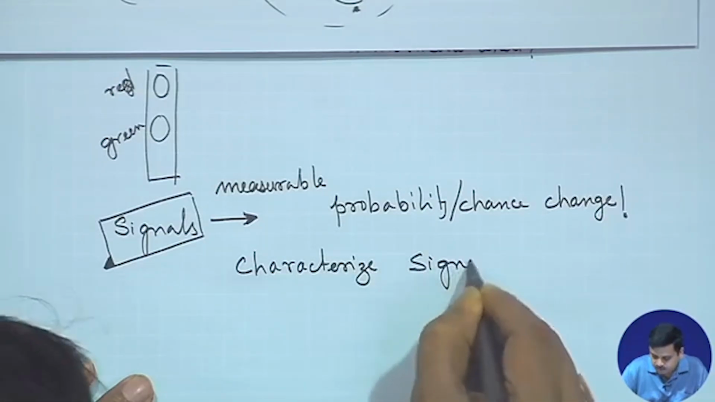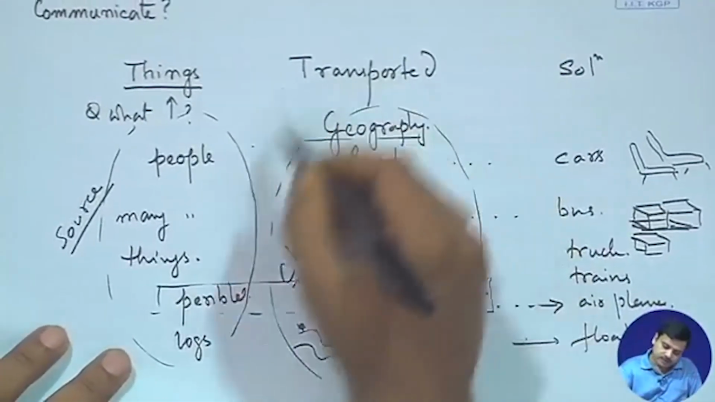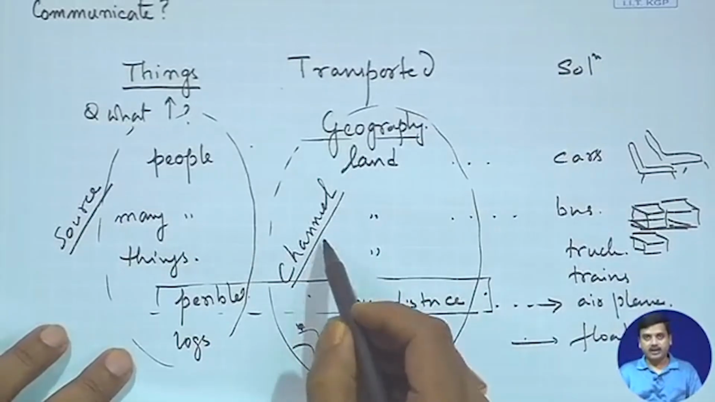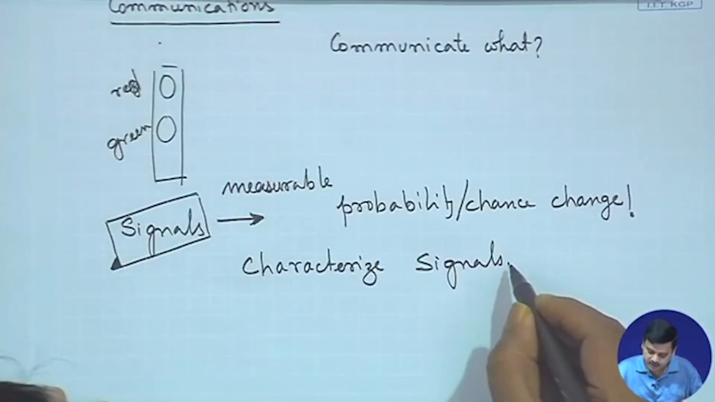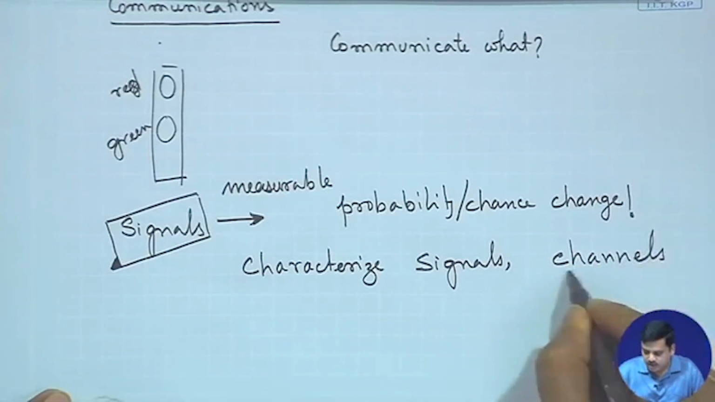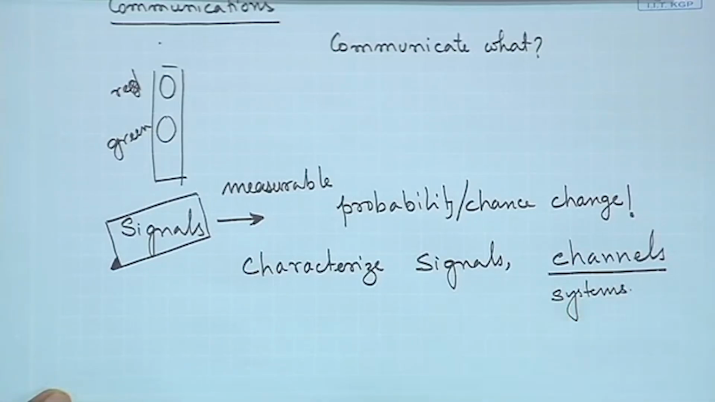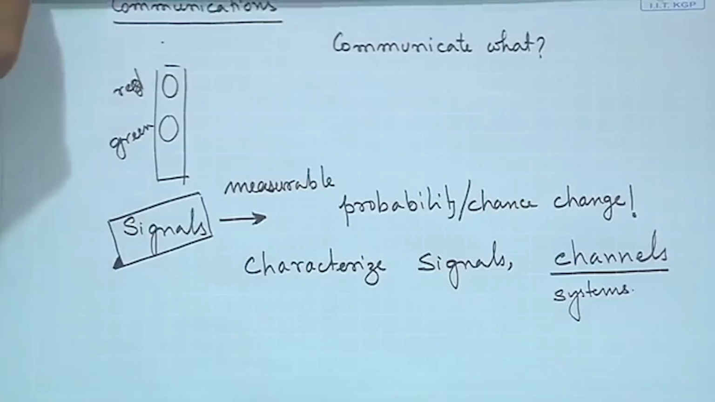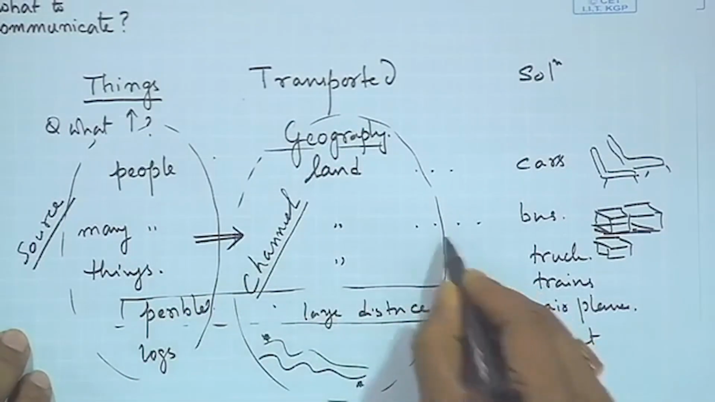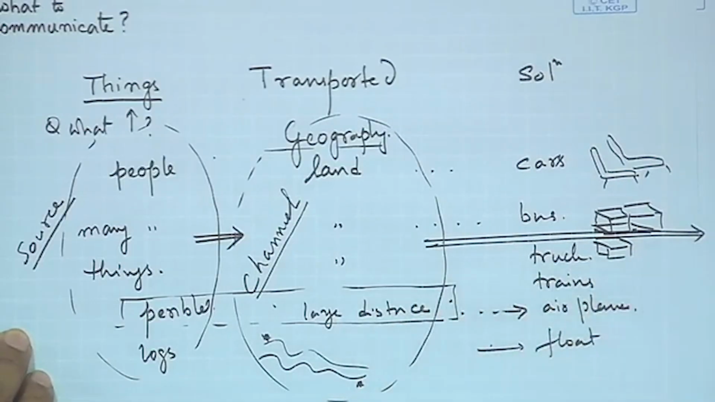signals, right. And now, if we think of this as the system or the channel, we need to characterize signals and I would say channels. Generally, this is referred to as systems. The reason is we put something as input into this and we get something out of this, right.